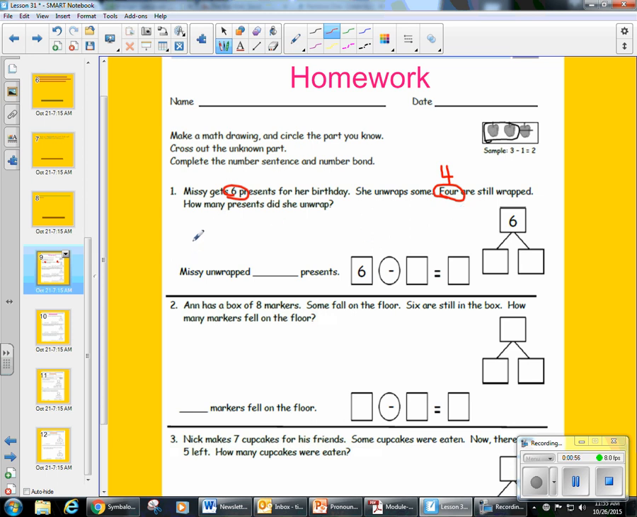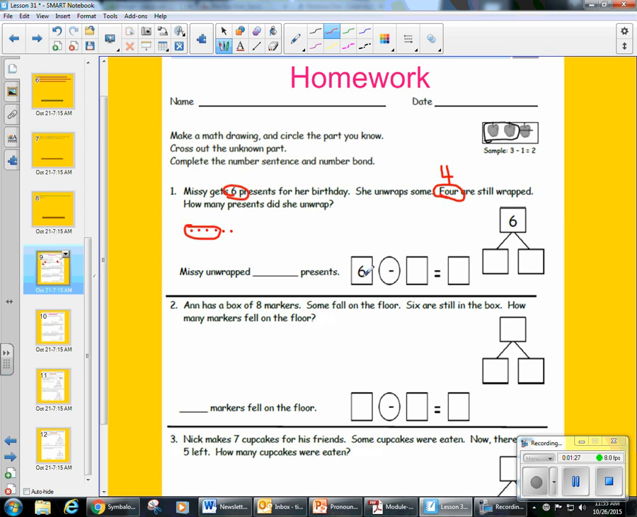The second thing they need to do is draw the picture. So if Missy had 6 presents, we're going to draw 6 dots or 6 lines, 5, 6, okay? She unwraps 4 of them. The students can either do two things. They can circle the 4, or they can just put a line through them to say that they're taking those away. We already know about the 4 that are still wrapped.